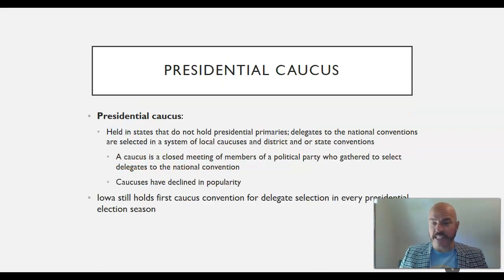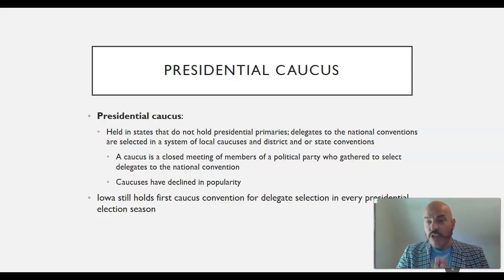Again, the caucuses, as we talked about, are held in states that do not hold a presidential primary. Delegates to the national conventions are selected. They go through these local caucuses and district and/or state conventions. This is the closed meeting where you go into the small gymnasium or library, meeting room or wherever it is, and you select your delegates to the national convention. You're doing that with the candidate's name, and that's how you're choosing it.